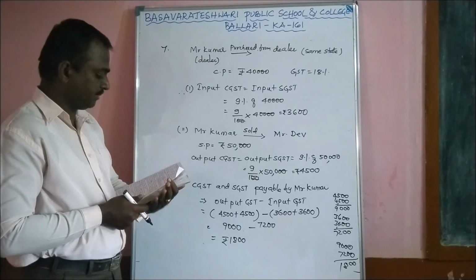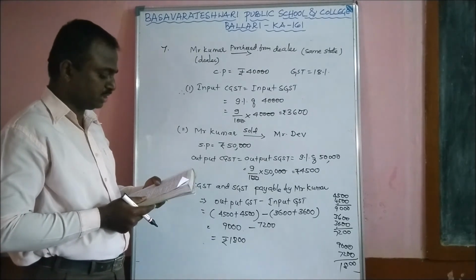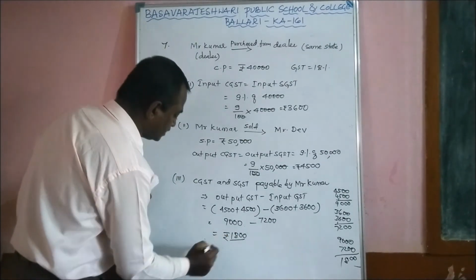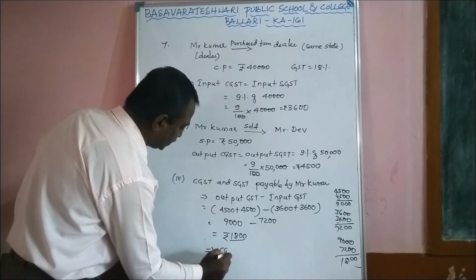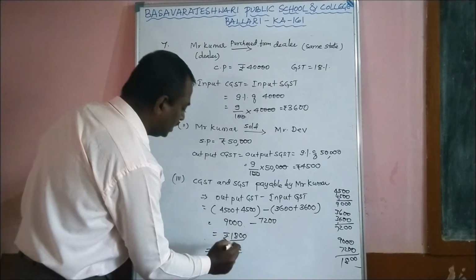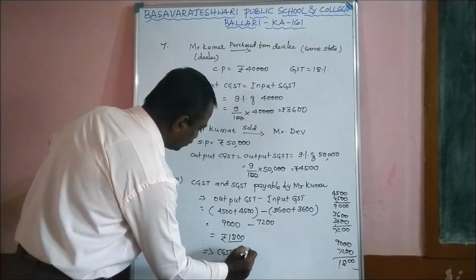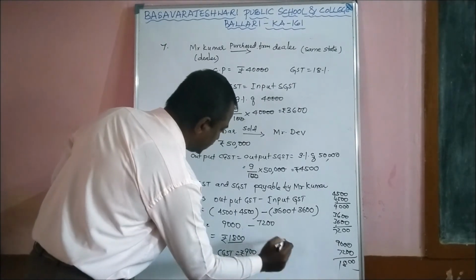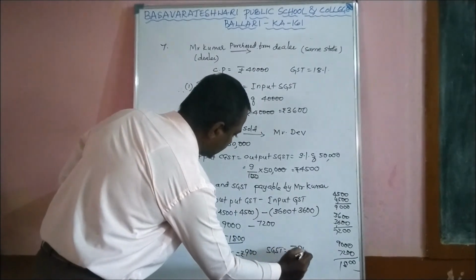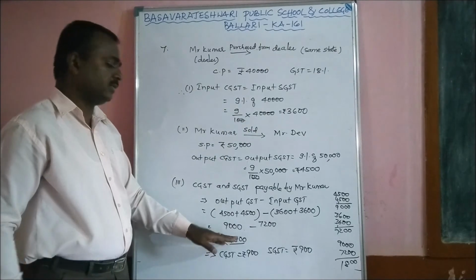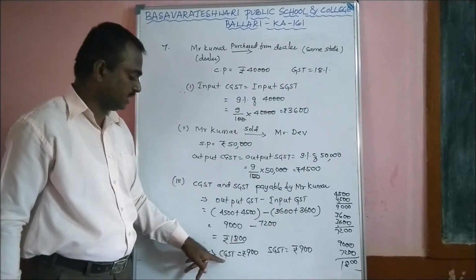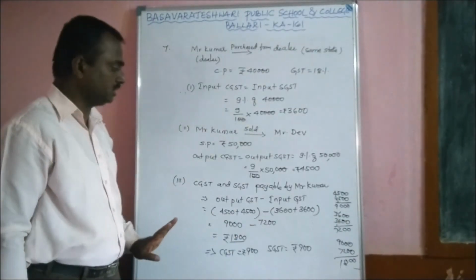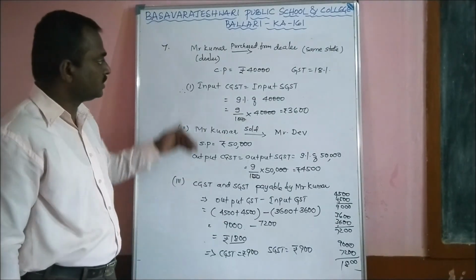Okay. Calculate CGST and SGST payable. 1,800 rupees total. That implies how much CGST has to be paid? Half of this, that is 900 rupees. Similarly, how much SGST has to be paid? That is equal to rupees 900. So total 1,800. That means CGST 900 rupees, SGST also 900 rupees he has to pay. Understood, students? So note down this.